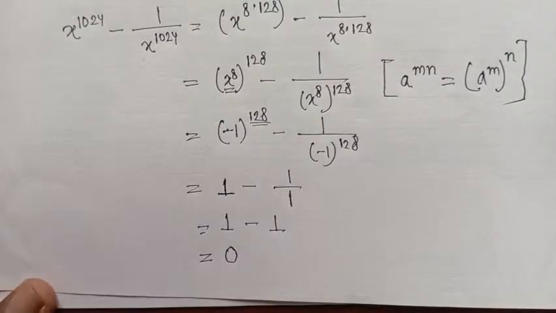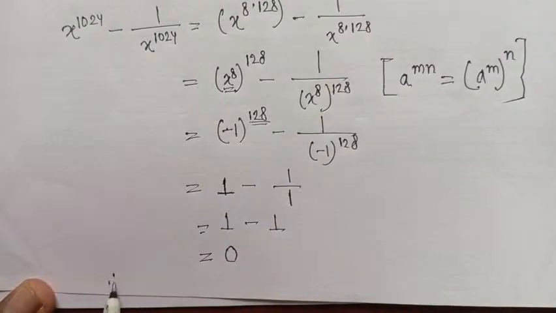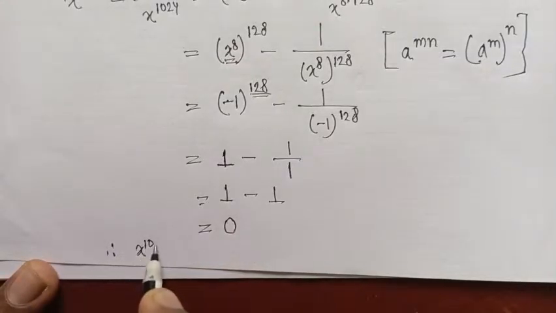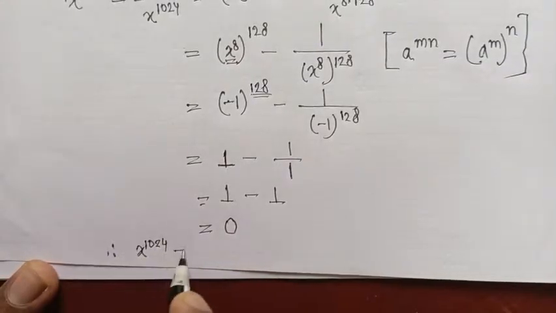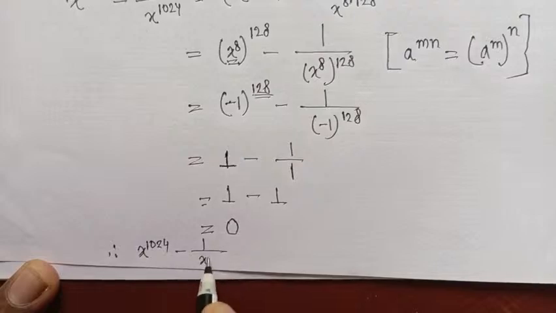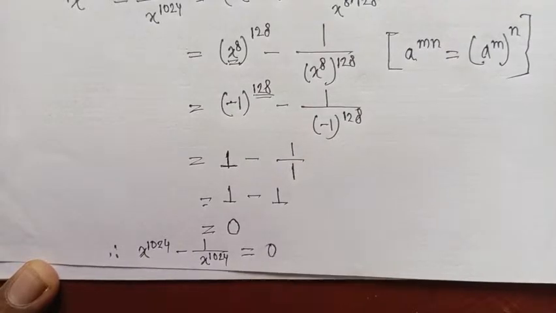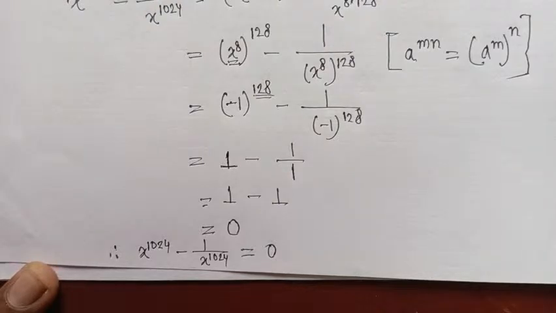So the expression of x to the power 1024 minus 1 by x to the power 1024 is equal to 0. So we got the solution, or value, of x to the power 1024 minus 1 by x to the power 1024 equal to 0.